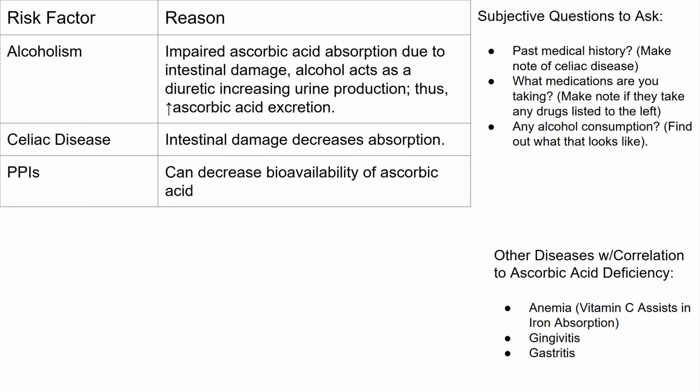Some subjective questions to ask would be about past medical history, and you should make note of celiac disease. Ask them what medications they're taking. Make note of PPIs. Ask about any alcohol consumption, and of course, find out what that looks like. Diseases that individuals can be at greater risk for with ascorbic acid deficiency are anemia due to vitamin C assisting in iron absorption, gingivitis, and gastritis.